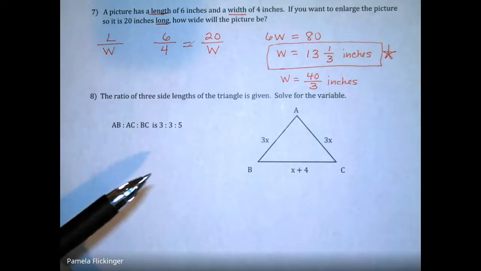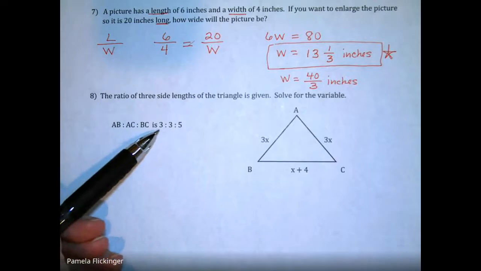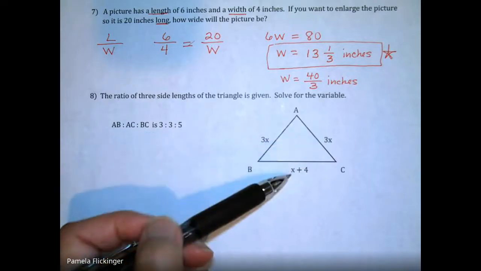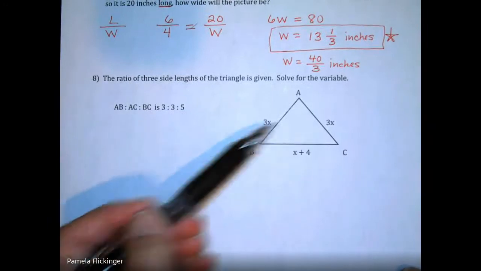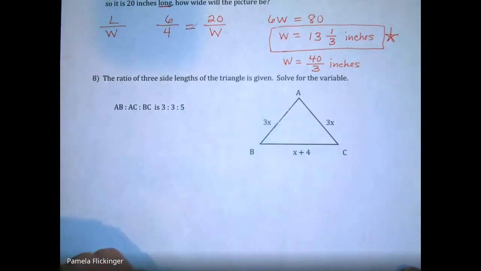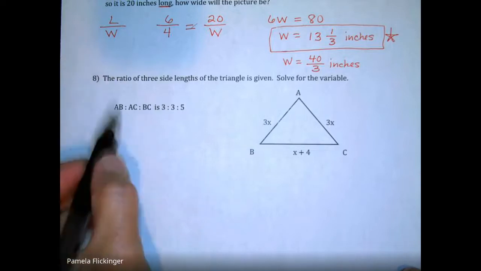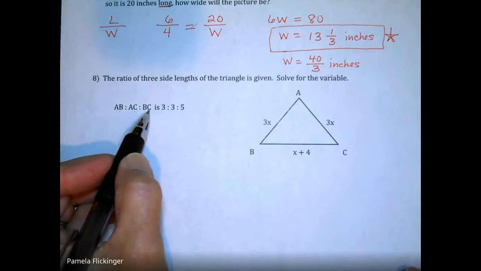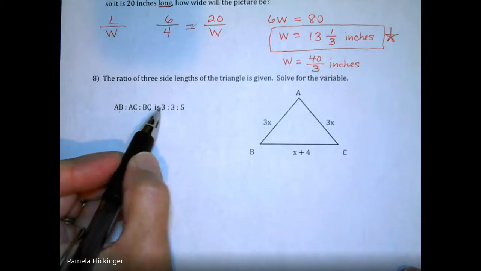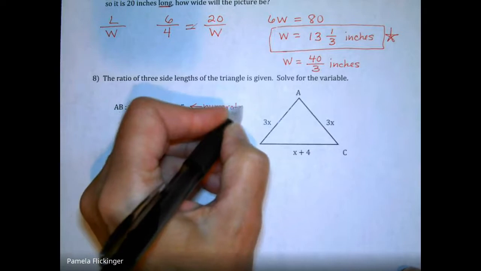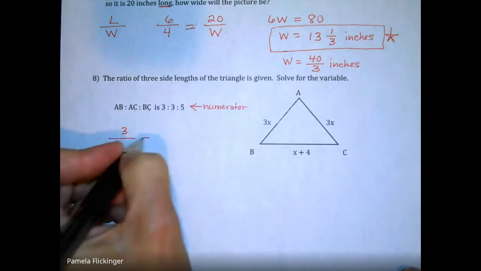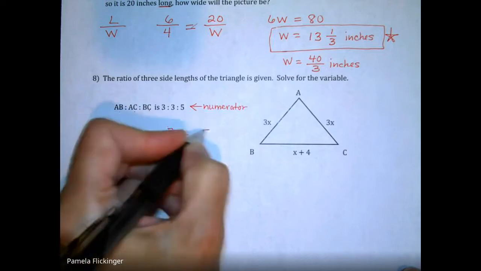So what we're going to do in order to do a problem with the side lengths is I need to know what those 3 side lengths would actually be represented by. And so in the picture, I see that side AB and side AC are both 3x, and side BC is x plus 4. So this is what we're going to do. The ratio, I'm told, goes side AB to AC to BC. So I'm going to use the 3 numbers they give me, the 3, 3, and 5. These are going to be my numerator. So I'm going to have 3 over equals 3 over equals 5 over.